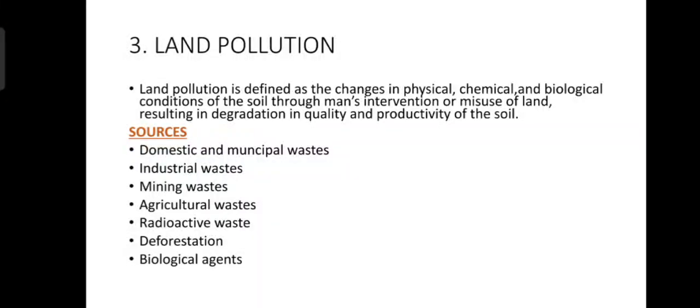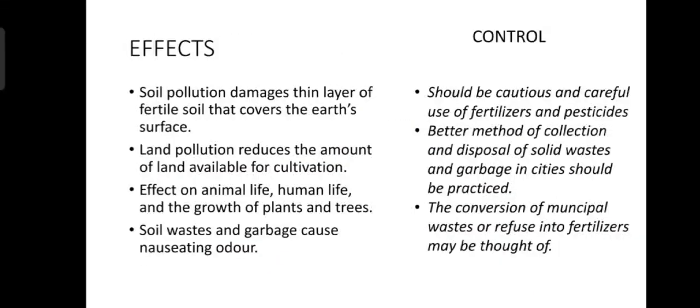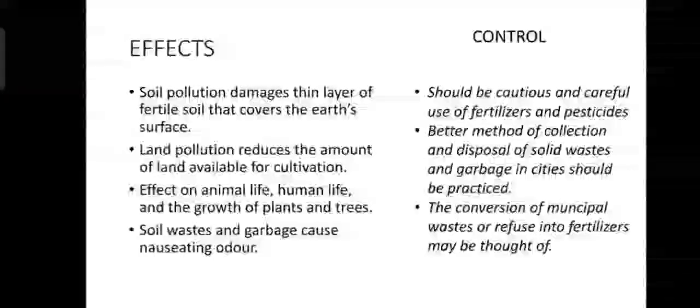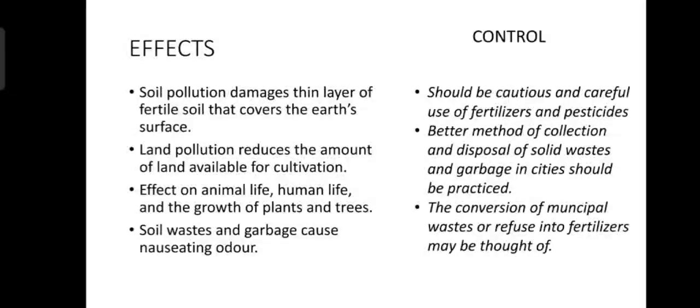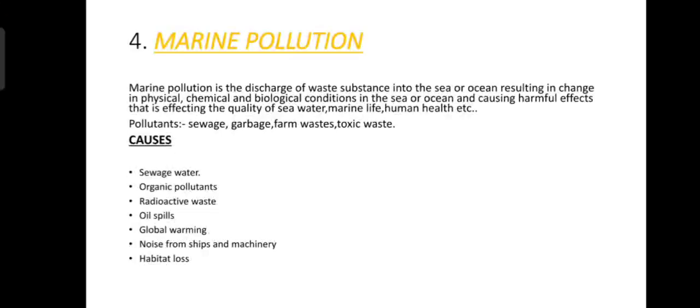Sources: industrial wastes, mining wastes, agricultural wastes, deforestation, biological agents. Effect: soil pollution damages the thin layer of fertile soil that covers the earth's surface. Effect on animal life, human life, and growth of plants and trees. And soil wastes and garbage cause nauseating odor. Control: should be cautious and careful use of fertilizers and pesticides. And the conversion of municipal wastes or refuse into fertilizers may be thought of.